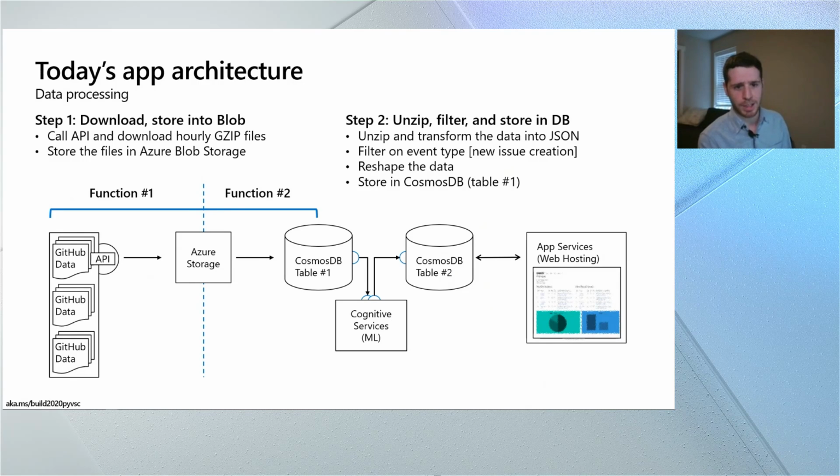As that file gets dropped into Azure Storage, our second function, which is triggered by data entering Azure Storage, will trigger, and that data will be passed along into that function where it will unzip the data. It'll do a lot of the heavy processing, filtering the events to just new issue creations, shaping the data, and eventually dumping it into Cosmos database.